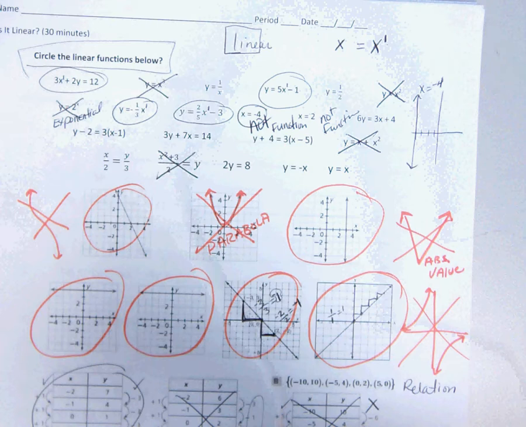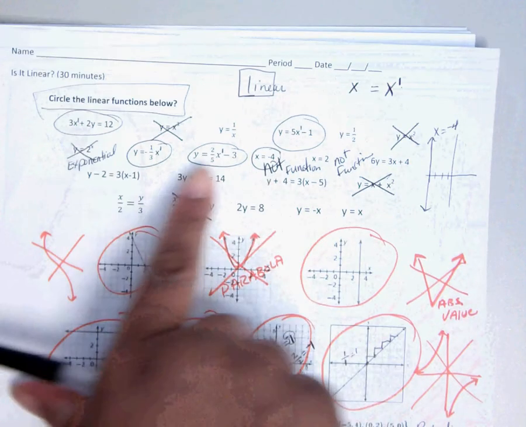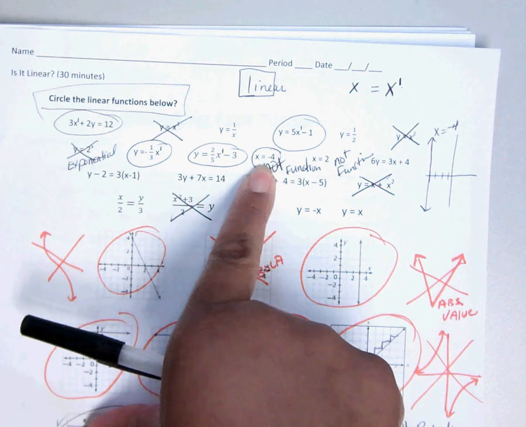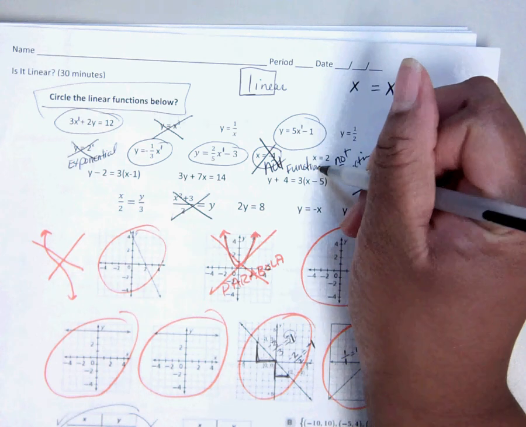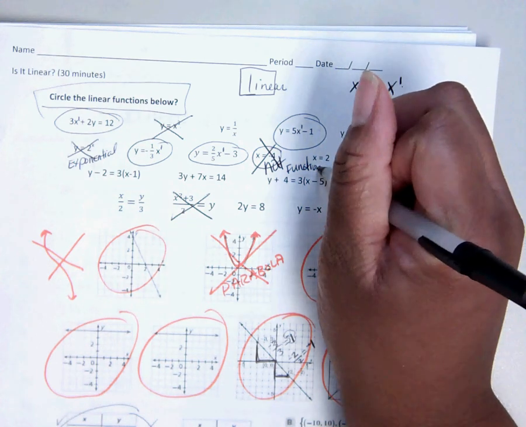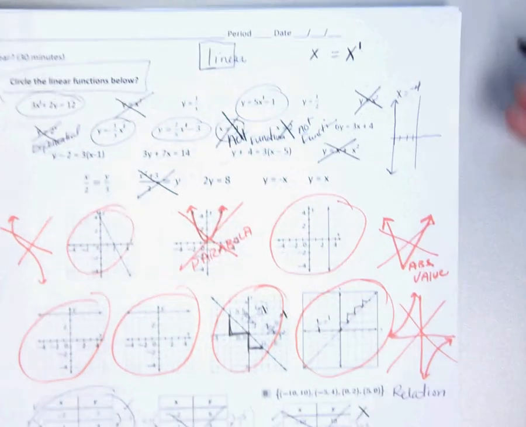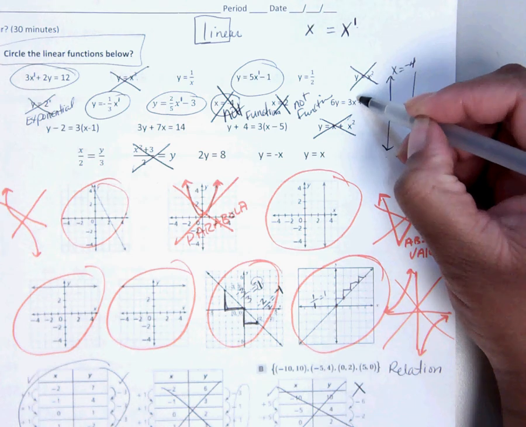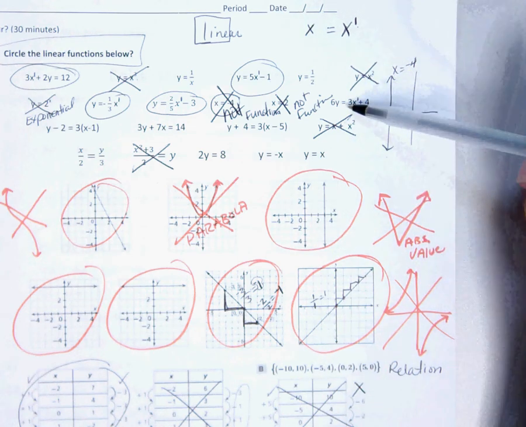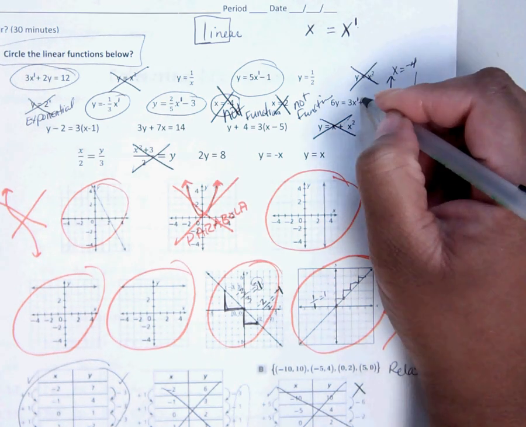So, let's go back for a minute. It says circle linear functions. So, can I really circle this? No, because it's not a function. It's a line. It's just not a function. So I can't circle those. Alright, so now let's keep going. On here I can put a 1 on the x. Are there any other higher exponents than 1? No, so it's linear.